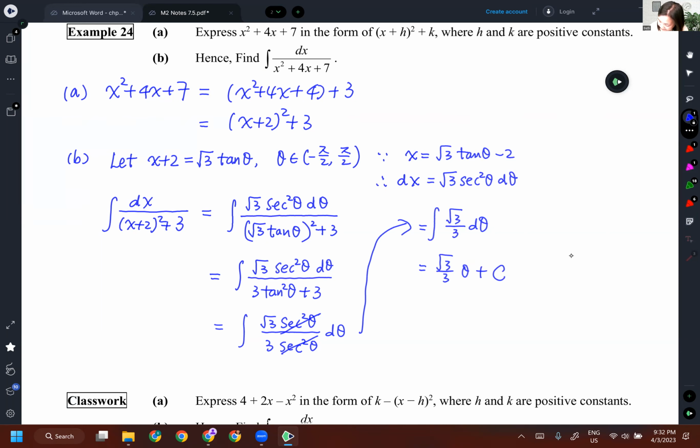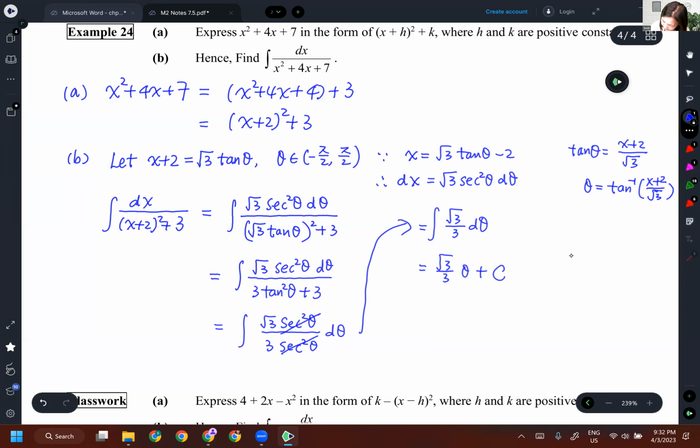Okay. And again, I need to do this back. That is tangent theta equals x plus 2 divided by root 3. So theta equals inverse tangent of x plus 2 over root 3. So there's a root 3 over 3 inverse tangent, x plus 2 over root 3, close bracket, plus c. Again, in this question, the range of the principal value doesn't seem very useful. Again, you don't know. Maybe useful.